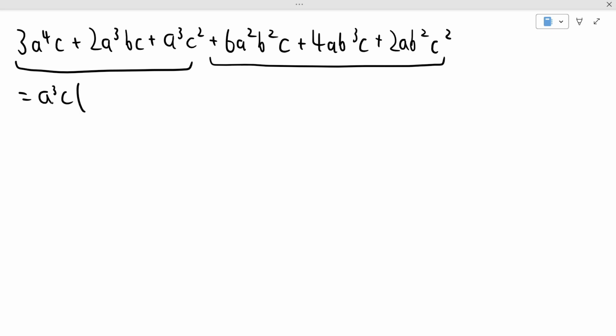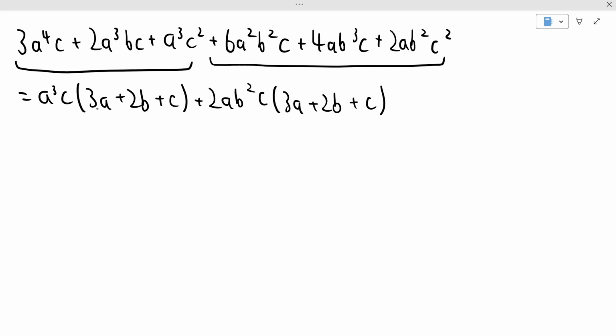3a to the fourth c divided by a cubed c is 3a. 2a cubed bc divided by a cubed c is 2b, and a cubed c squared divided by a cubed c is a plus c. So moving on to our second group, we can factor out a 2ab squared c from all three terms. 6a squared b squared c divided by 2ab squared c is 3a, and 4ab cubed c divided by 2ab squared c is 2b, and 2ab squared c squared divided by 2ab squared c is a plus c.